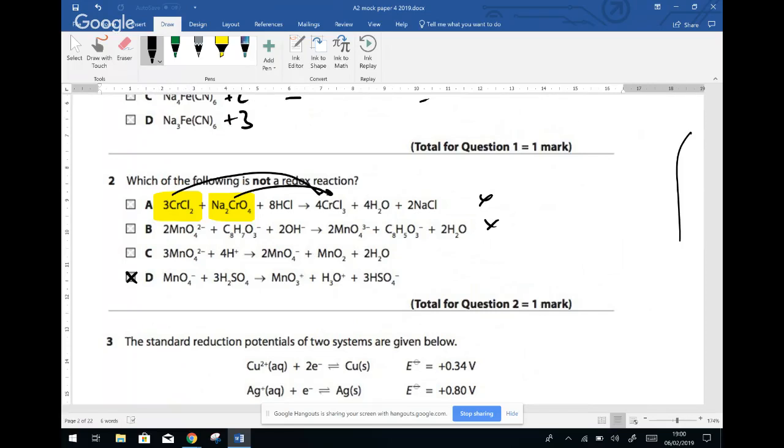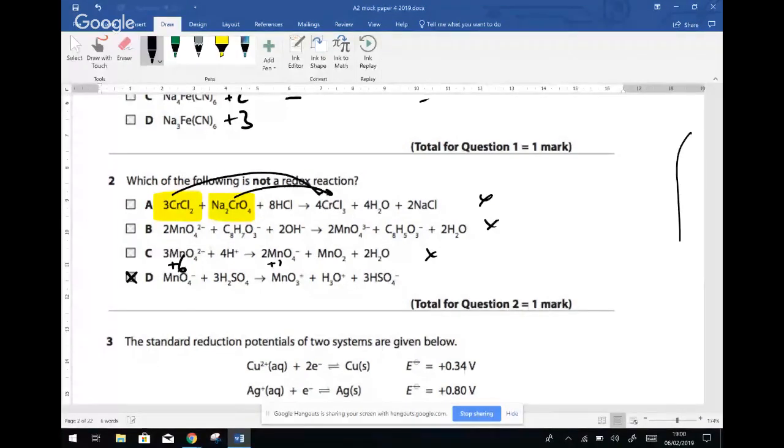Next one, we're going from a +6. I'm so very sorry, that is not potassium permanganate, because permanganate is MnO4-, and that's MnO4 2-. And again, going from a +6 to a +7, definitely redox.